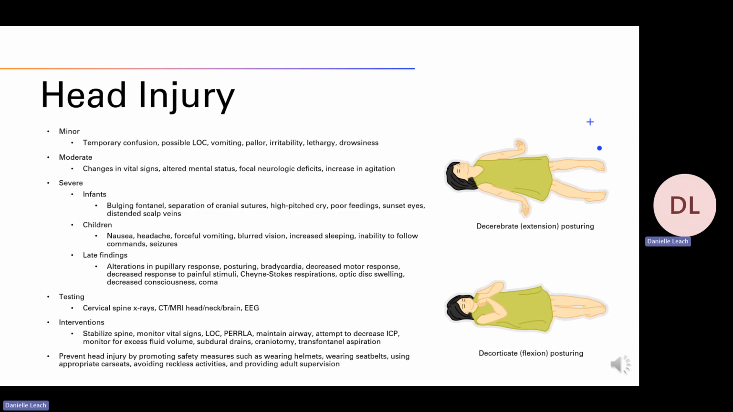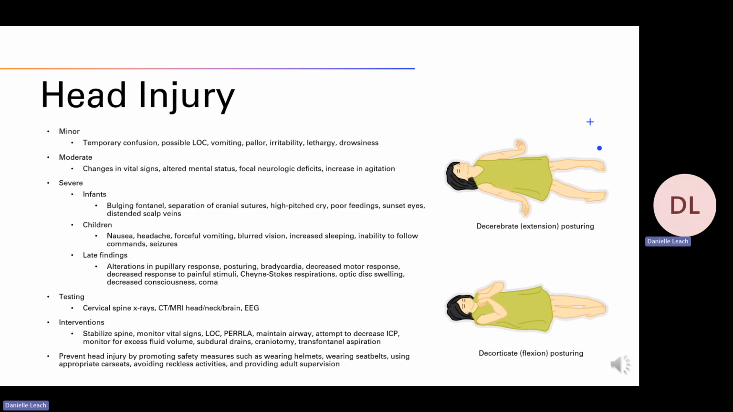For testing, we can do scans of the head, neck, and brain, like a CT or MRI. We can do cervical spine x-rays to see if there's anything going on with the spinal cord, and EEGs to look at brain waves. For interventions, we want to make sure we stabilize the spine.